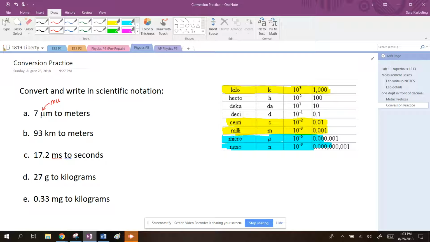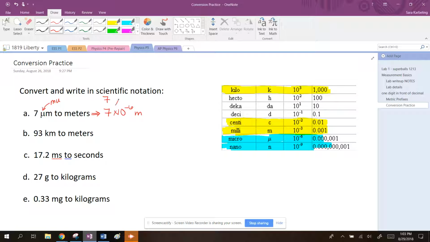So here we go. I want to convert 7 micrometers into meters. Here we go, friends. We're going to write 7. Instead of writing micro, I'm going to translate it: 10 to the negative 6th. Then I've got my meters. Are you with me there? Let me show you what I did again.